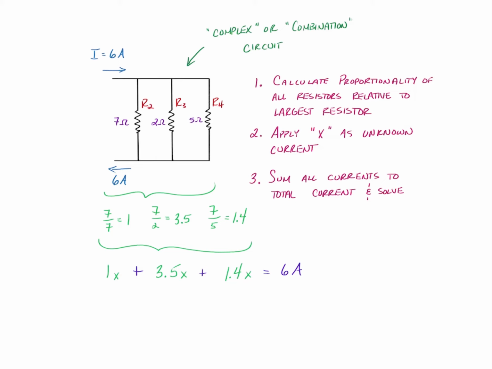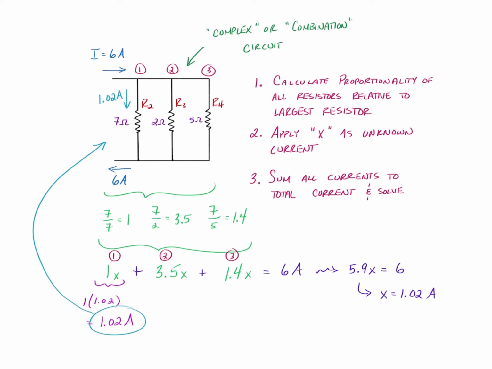Now I can just analyze this algebraically. If I add up those 3 values on the left, I find that 5.9 times X equals 6. Solving by dividing each side by 5.9, X must be 1.02 amps. So now you'll see I have 3 of these constants, these proportionality ratios, and 3 branches, and I know what each one will be. In the first case, it's just 1 times 1.02, so that tells me that I have 1.02 amps traveling through the branch that has the 7 ohm resistor.